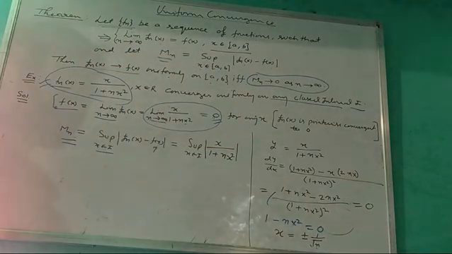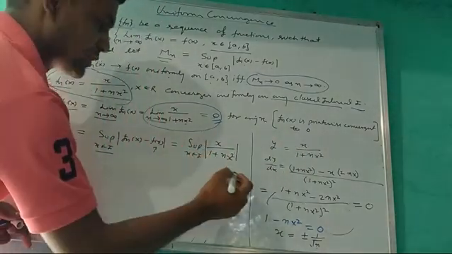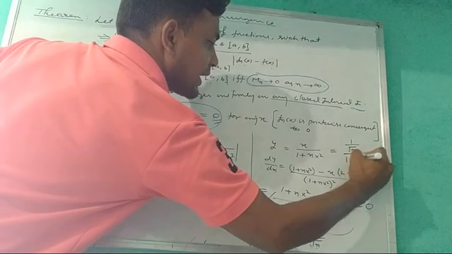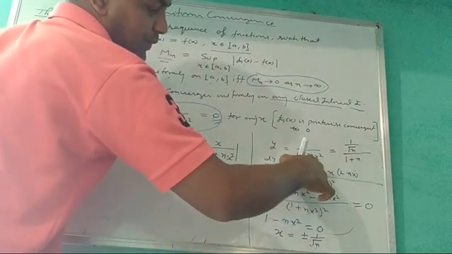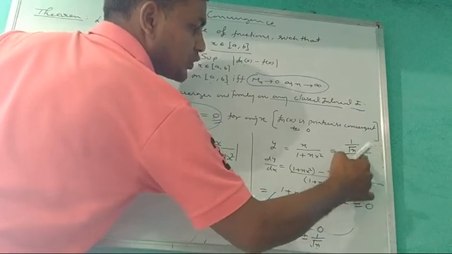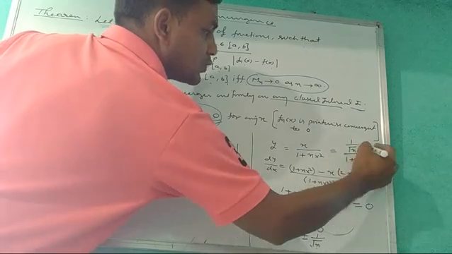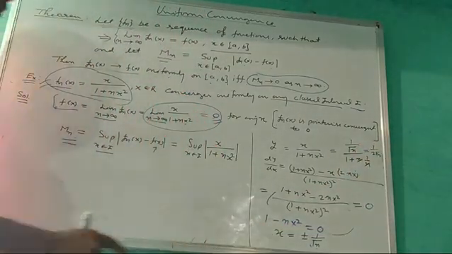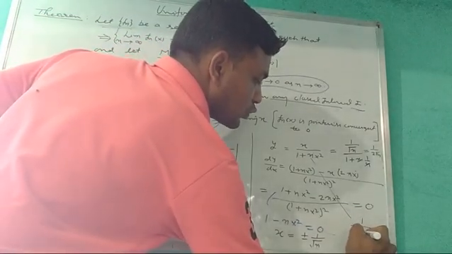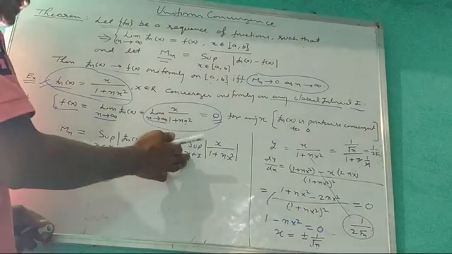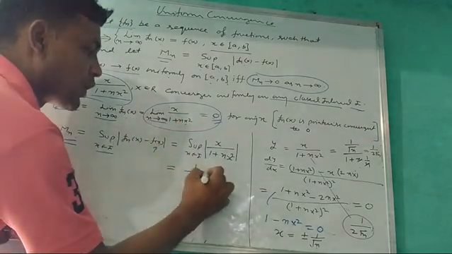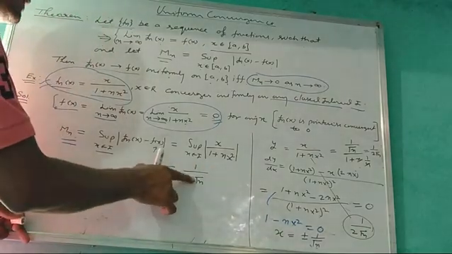The maximum value of this function is obtained when you put x equal to 1 upon root n in place of x. Then the maximum value is (1 upon root n) upon 1 plus n times 1 upon n, since (1 upon root n) square equals 1 upon n. Cancelling, in the denominator we have 2, and the answer is 1 upon 2 root n. It means the maximum value of this function at x equal to 1 upon root n is 1 upon 2 root n. This is the maximum value, and the supremum of this sequence of functions over any x is equal to 1 upon 2 root n.